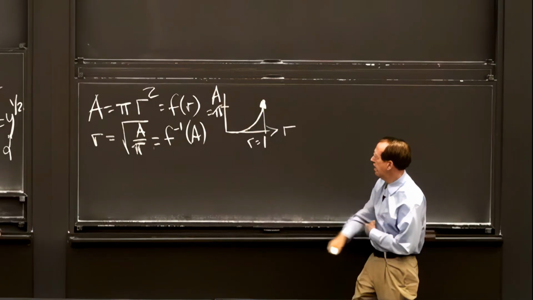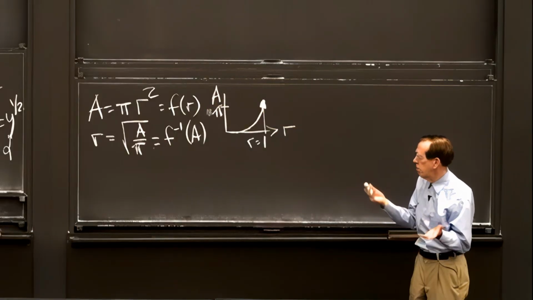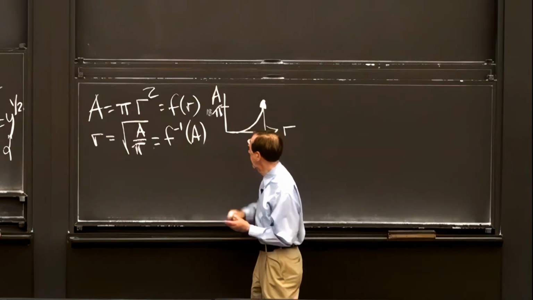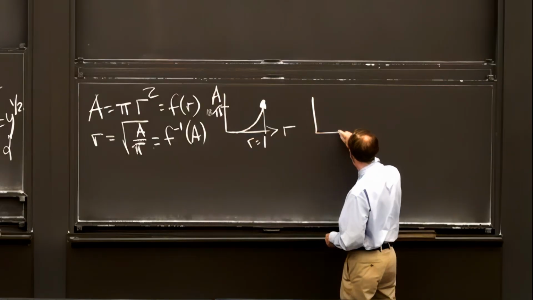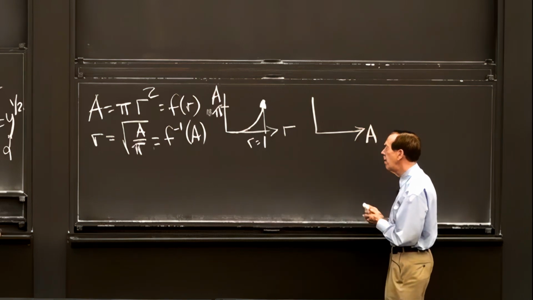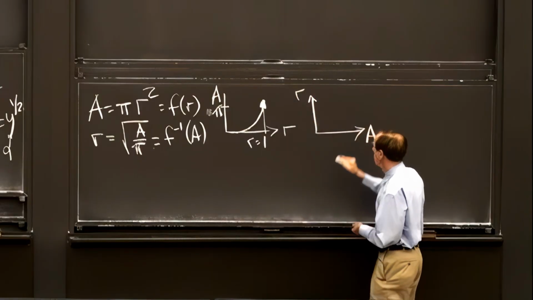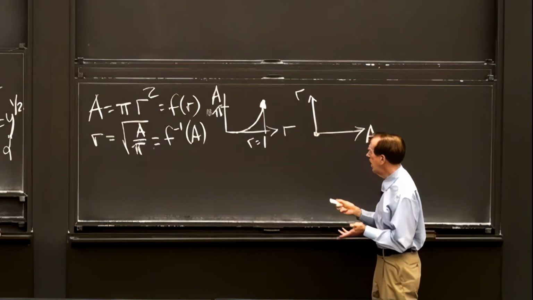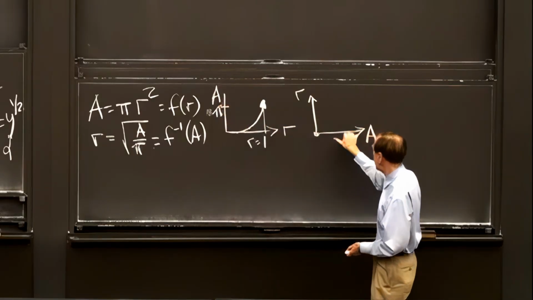Okay, so that's the graph, which was nothing new. The new graph is the graph of the inverse function. This time, the input is now a, and the output is r. If the area is 0, the radius is 0. If the area is pi, oh look, I'm just going to take this, and it's going to go here.